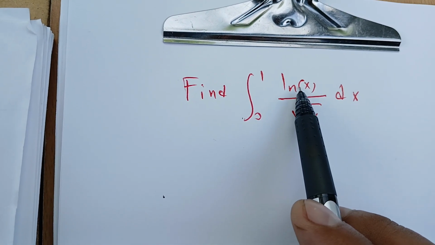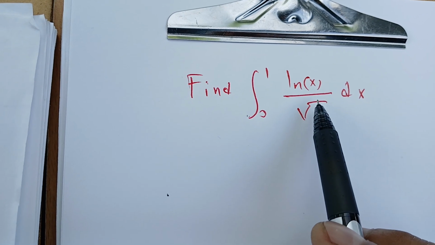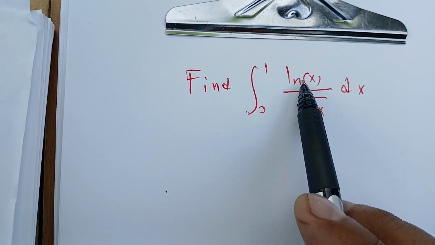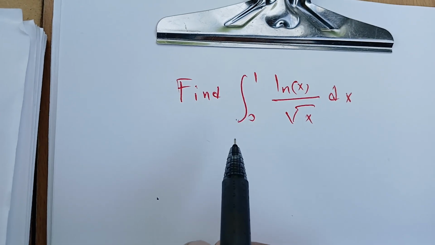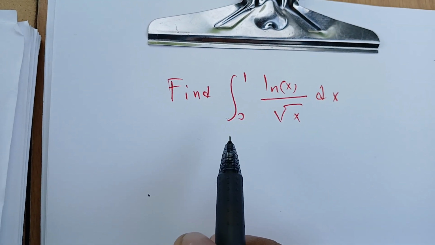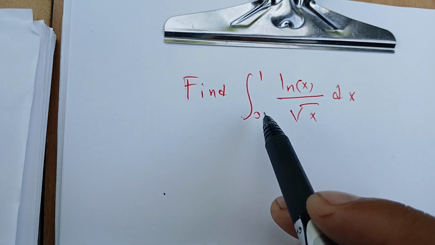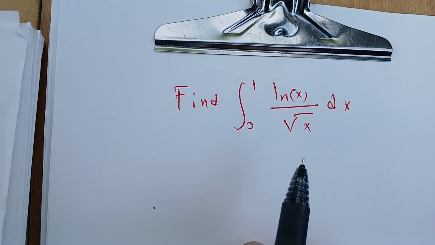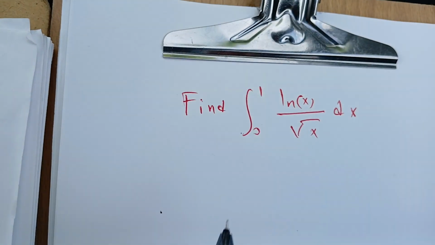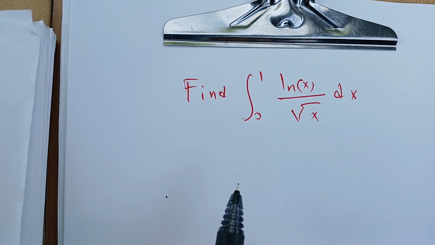Okay, we also have an issue here on the natural log of x when x goes to 0. So we have a problem in this value here. So that's the second kind of improper integrals.